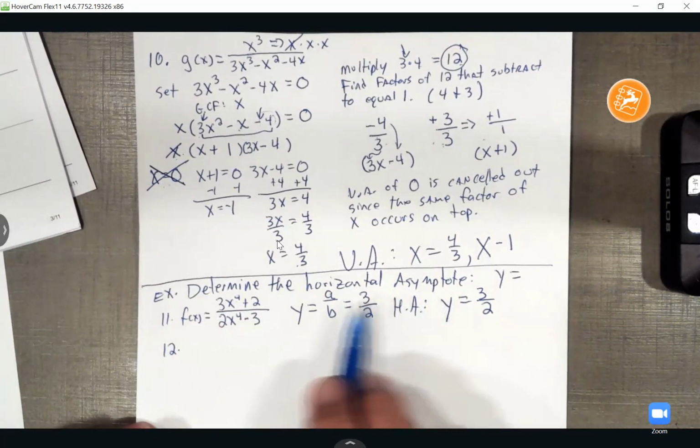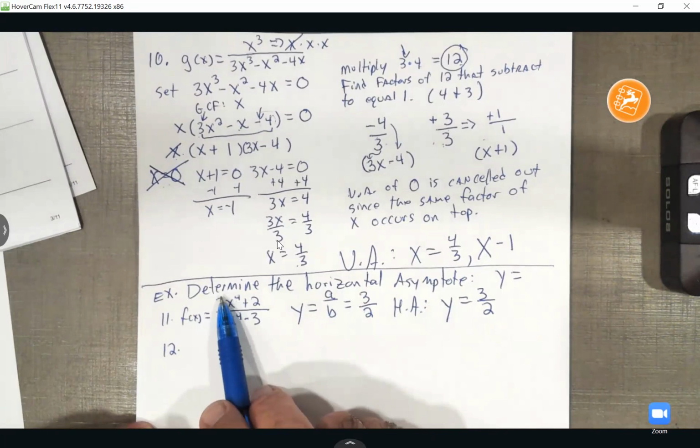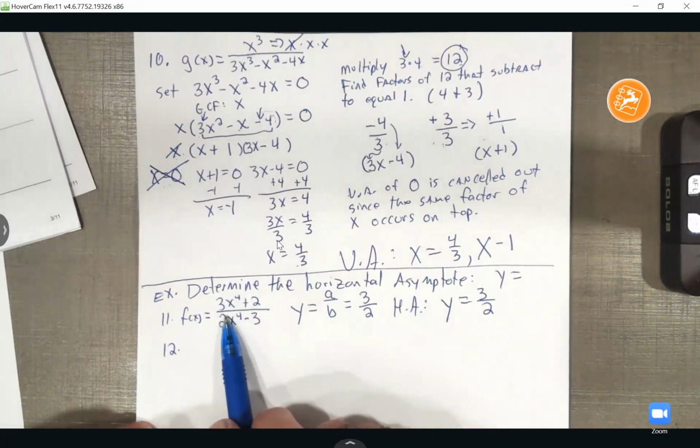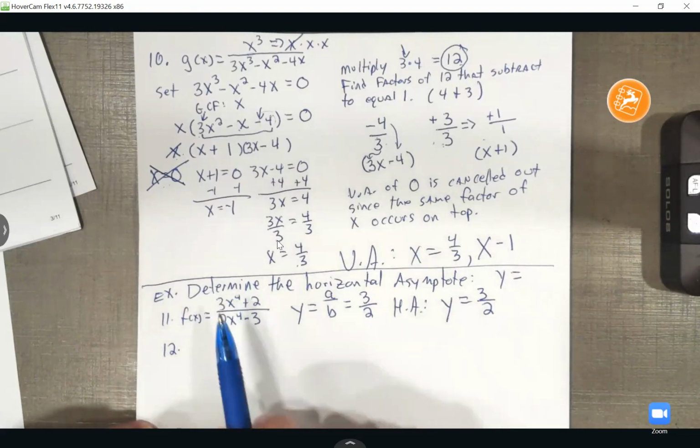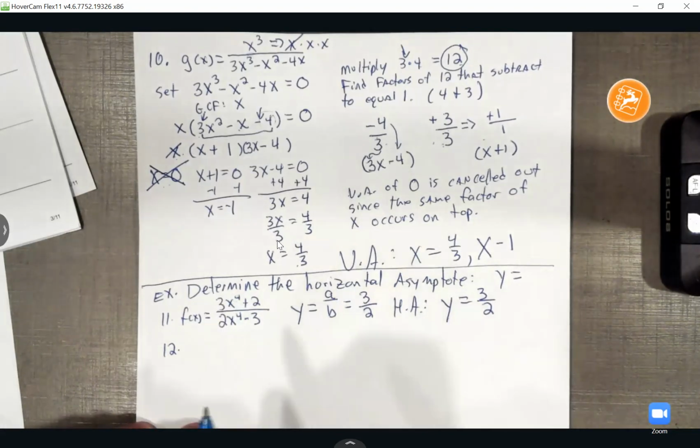So when they're equal, now remember, if this would have been x to the fourth on top and a 2x to the fourth on bottom, you at least got to put a 1 in there, okay? So if there's not a number, put a 1.